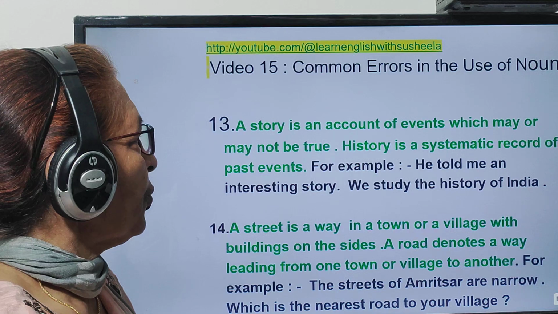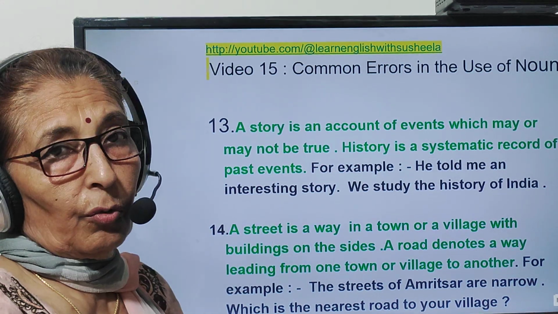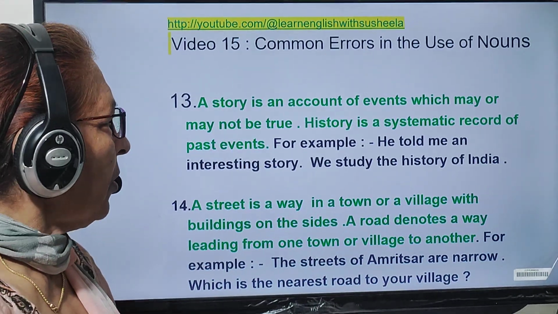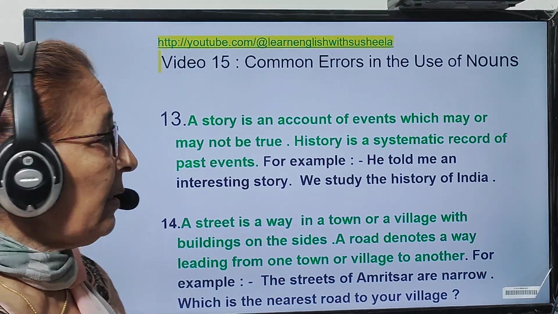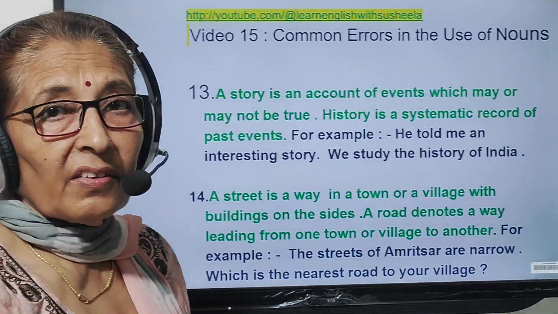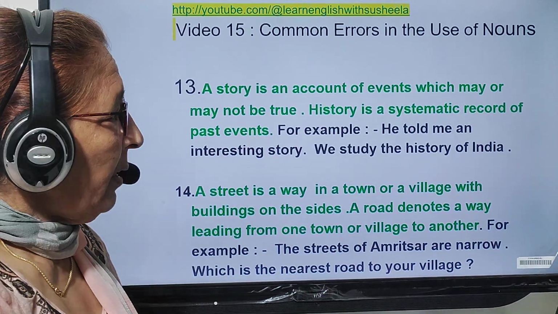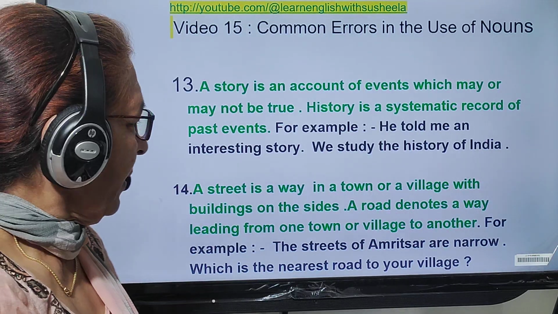Next, a story is an account of events which may or may not be true. But history is a systematic record of past events. So this difference must be clear. I give you an example. He told me an interesting story. And this is the example of story. And history. We study the history of India.